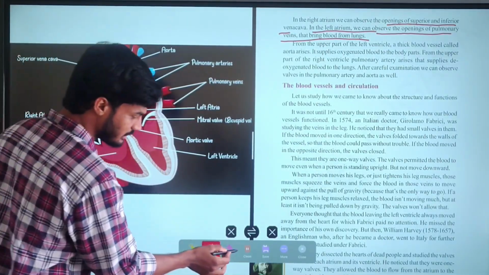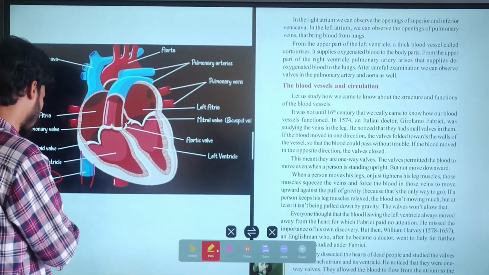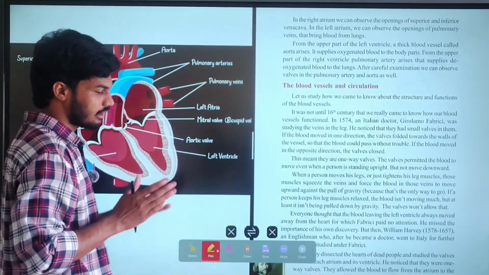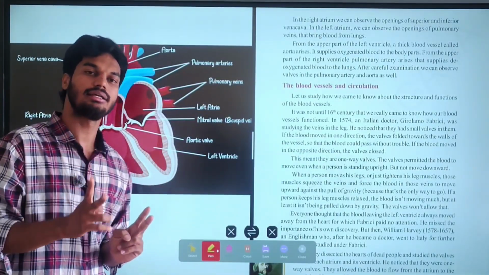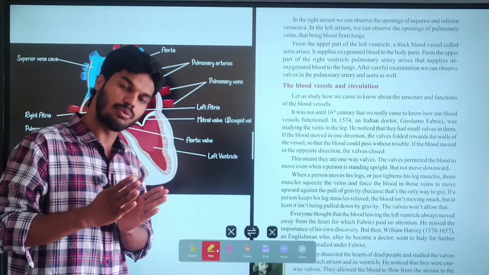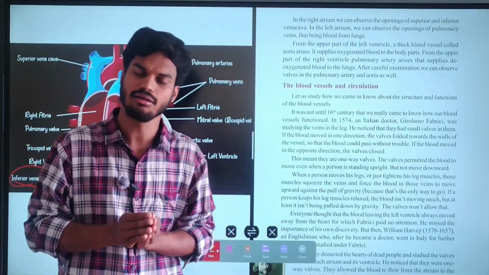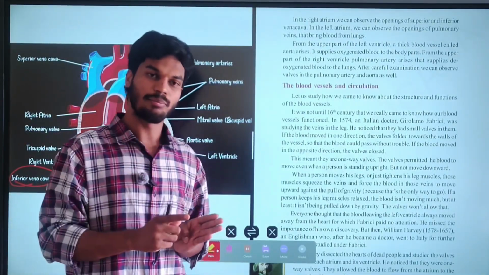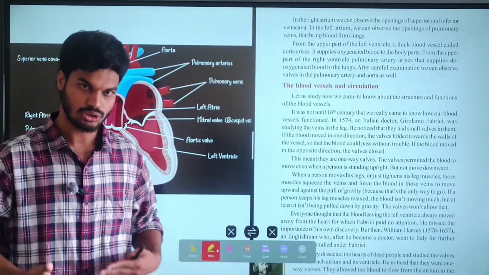Now we give the functions of the vena cava. What are the functions of veins? Simply, what are the functions of veins? Blood vessels are classified into two categories, that is arteries and veins. Veins will transport the deoxygenated blood, and arteries will transport the oxygenated blood. So simply, veins will carry the deoxygenated blood from the body parts to the heart.